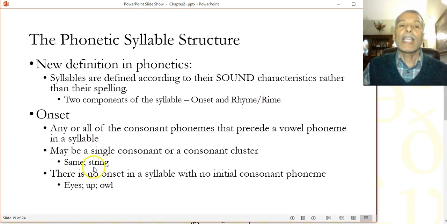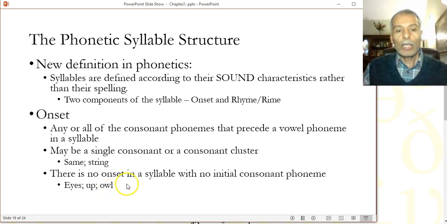How about string? Where's our vowel? Where's our nucleus? Eh. So now we have S, T, R. All of these three sounds before the vowel are called the onset. And you have examples that you need to identify in quizzes. Identify the onset, for example. And then where's the rhyme? That is ing, I-N-G. So string, that's the rhyme. The vowel and what comes after it.